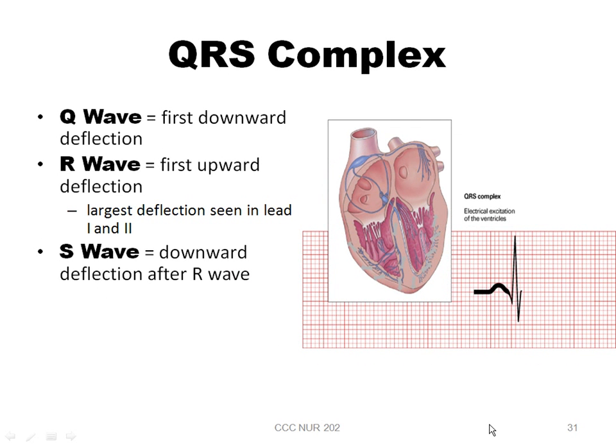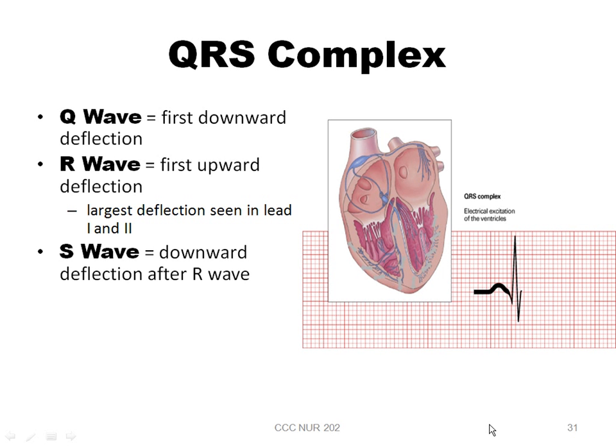The Q wave is actually the first downward deflection when you look at this complex, okay? And you see we actually have a slight downward portion here. The R wave is the first upward deflection, okay? Typically, it's the largest deflection seen in leads 1 and 2. And then the S wave is the downward deflection after the R wave, okay? So when we look at the QRS, we're looking at those things, okay? Q wave is downward, R up, S down.